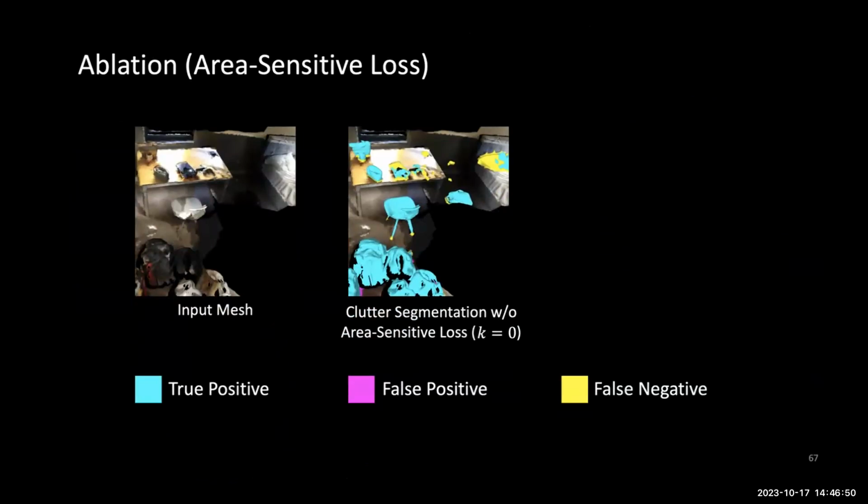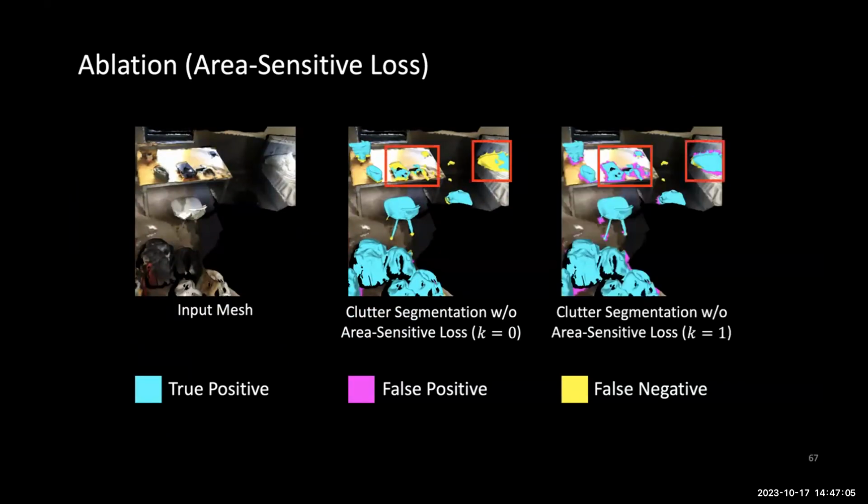In other words, it is using the cross-entropy loss. And we can see these yellow parts are the missing parts. And with the arithmetic loss, we're able to better segment the smaller objects and also the boundaries of bigger objects. You may see here all the false positives, the pink parts in the red result.